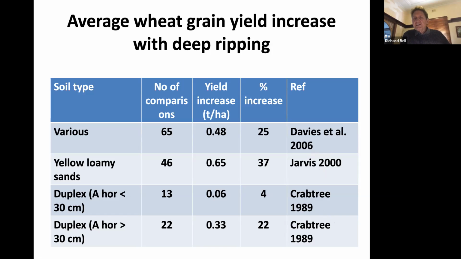And they're data sets that are based on lots of comparisons. So there's pretty robust data on loamy sands and other sands where you can get quite significant boosts in yield with a deep ripping treatment on soils that have subsoil compaction.